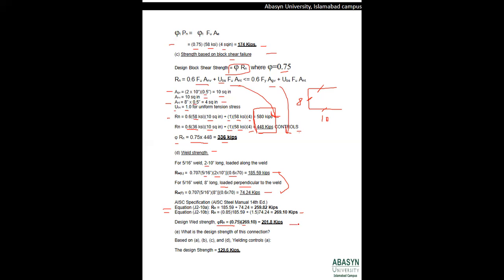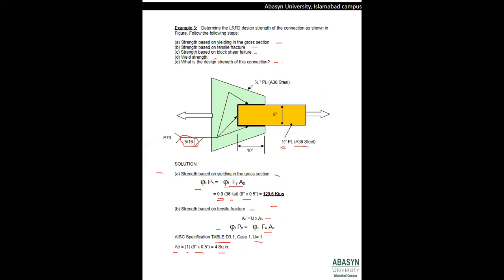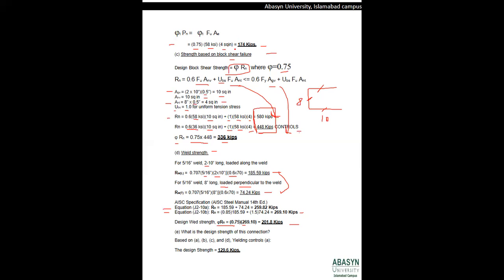So we have found the strength of the weld as well as the strength of the member in tension, shear, and block shear. The controlling strength of this particular type of connection will be the smallest in all these criteria. For part A, the strength is 129.6 kips. For part B, its value is 174 kips. For part C, its value is 336 kips. And for part D, its value comes out to be 201.8 kips.